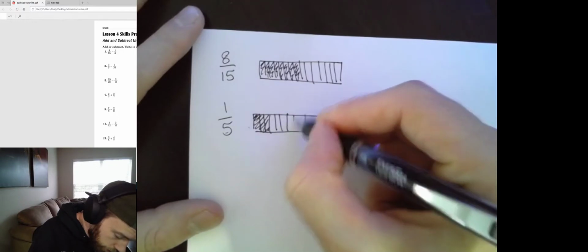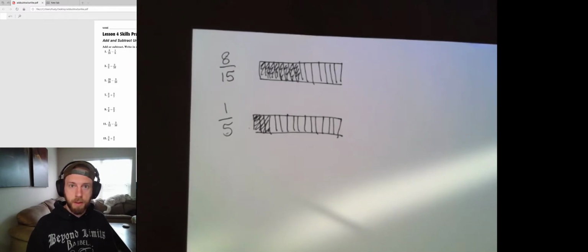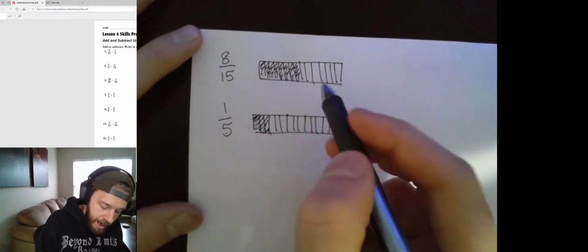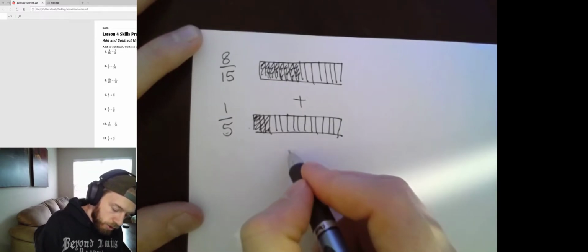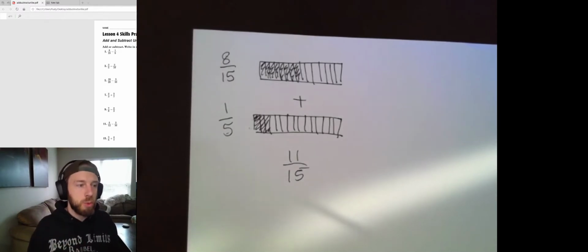Well, you could go down here to the fifths and cut those pieces smaller, essentially. So for every 5 pieces, you can cut it into 3. And that would make this now 15ths, just like that one up there. And if you look closely, you've got 8/15ths up here, but down here, that 1/5 turns into 1, 2, 3/15ths. So then you can actually add these pieces together, 8/15ths and 3/15ths, to give you 11/15ths.